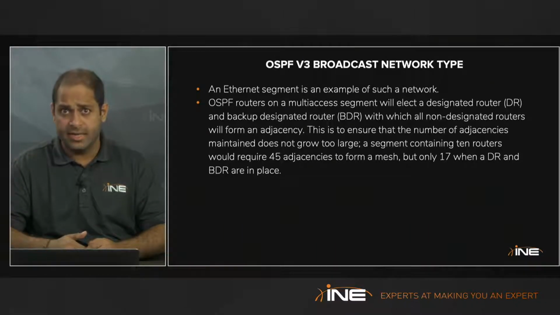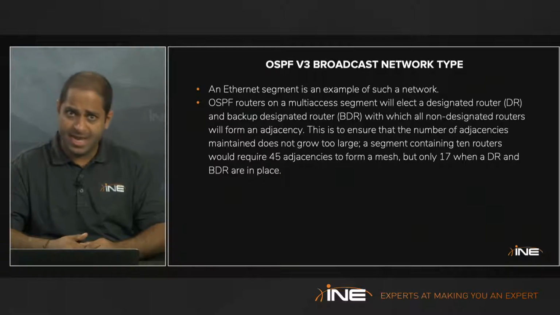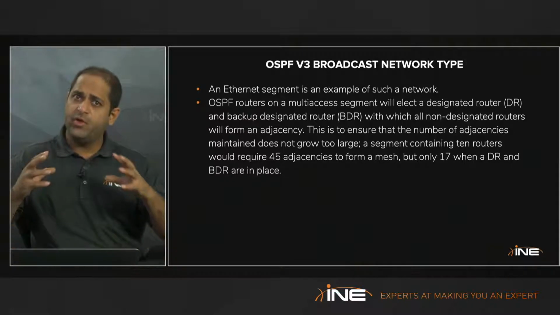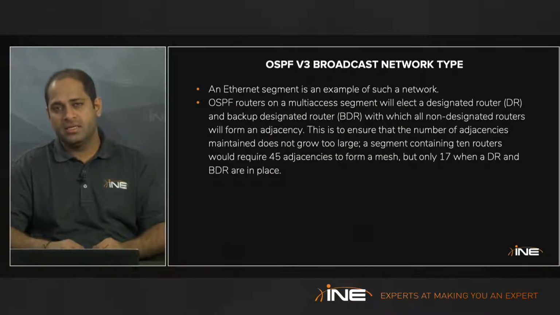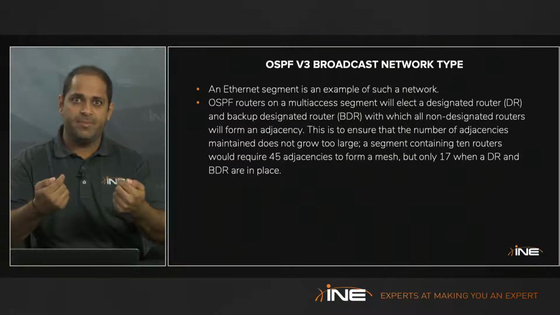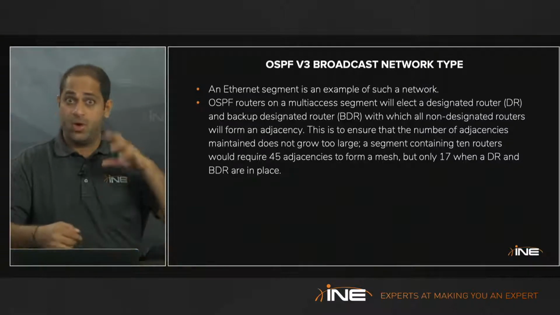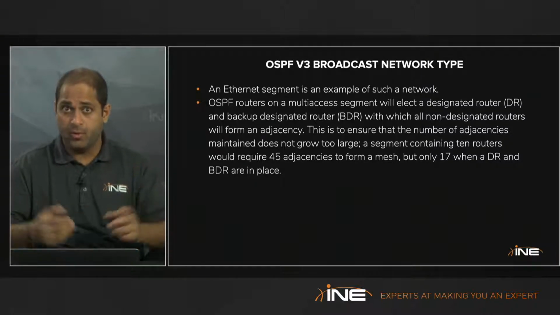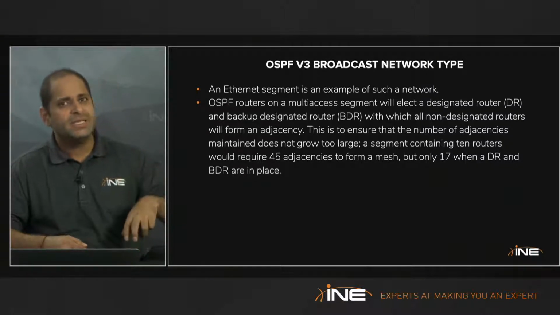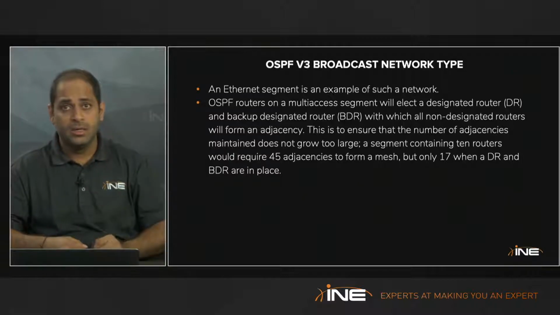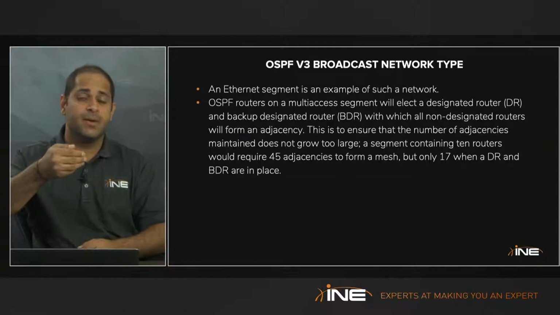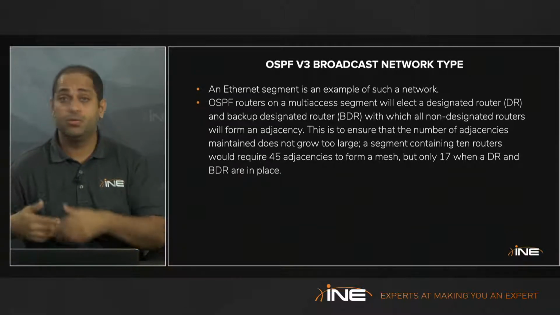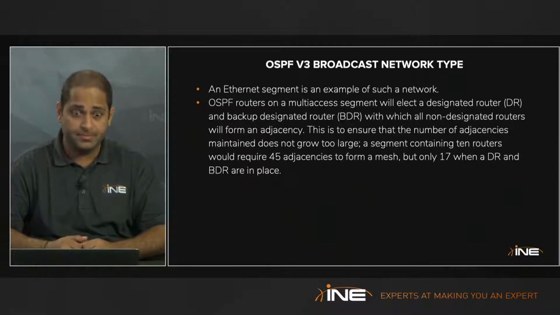That's why a DR gets elected in a broadcast segment, where every router would send the update to the DR. It is the DR's job to send the update back to everyone else. So router 1, who's not a DR, would be called a DR other, and would send the update to the DR, which is the designated router, and the designated router sends the update to router 3, maybe, who's another DR other.